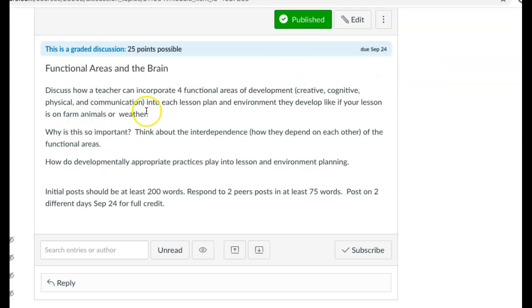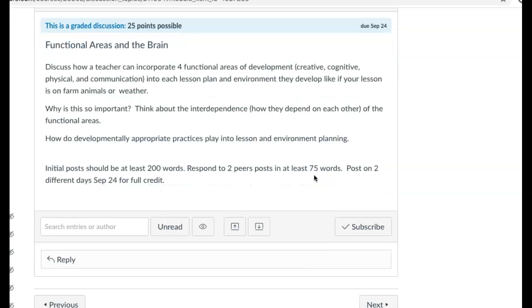It doesn't have to be these 2. You could use these 2. And then why is it so important? And think about the interdependence of physical and language, cognitive and language, creativity and physical development. If you can't hold a paintbrush, how do you express yourself artistically that way? So those are the things to think about. And think about developmentally appropriate practices and how that plays into lesson and environment planning.